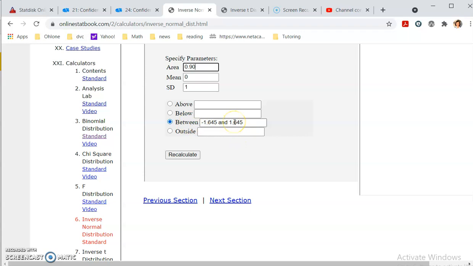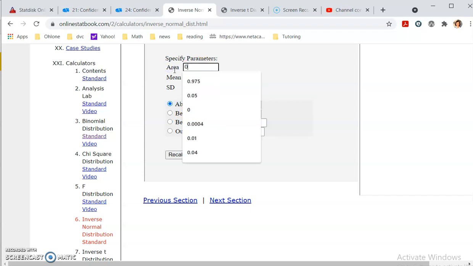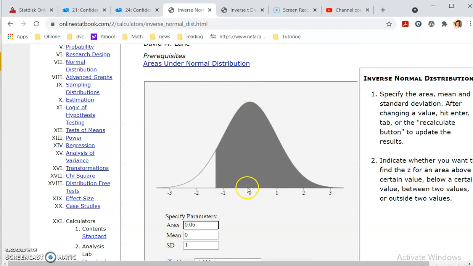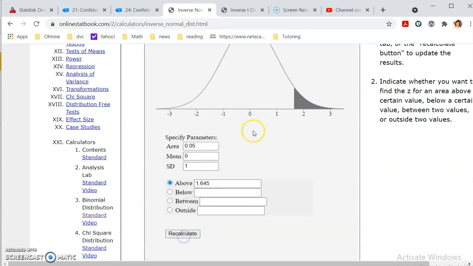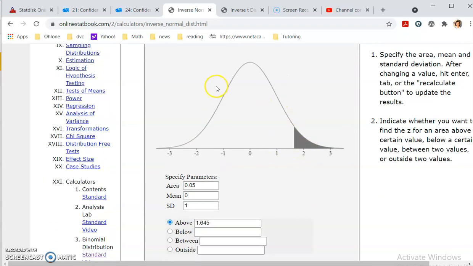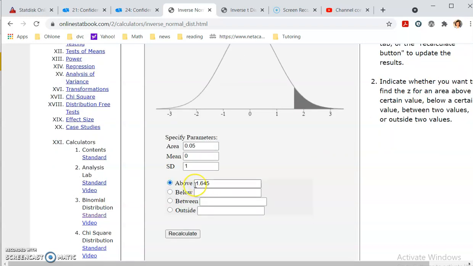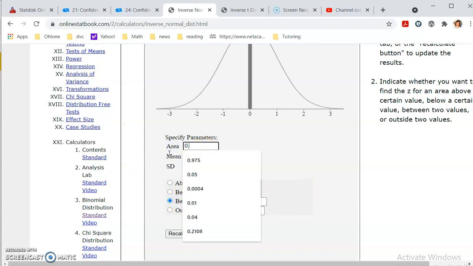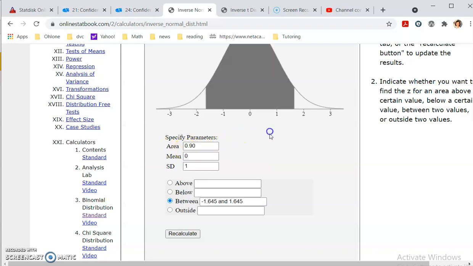So 1.645. Now, other books or other videos would use above and then do an area of 0.05, because if you think about this, if you have 90% in the middle, then you would have 10% total at the two tails. So one tail is 0.05, which is above. So you can see that it's 1.645, the same number. But I usually just do the confidence level 0.9 so that you can see that it's the same 1.645. So whatever works for you.